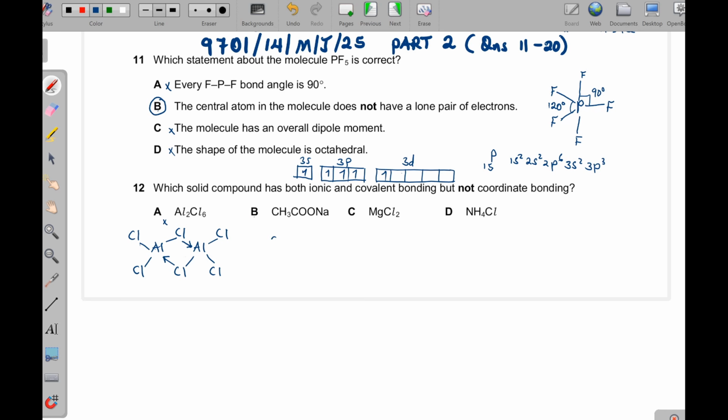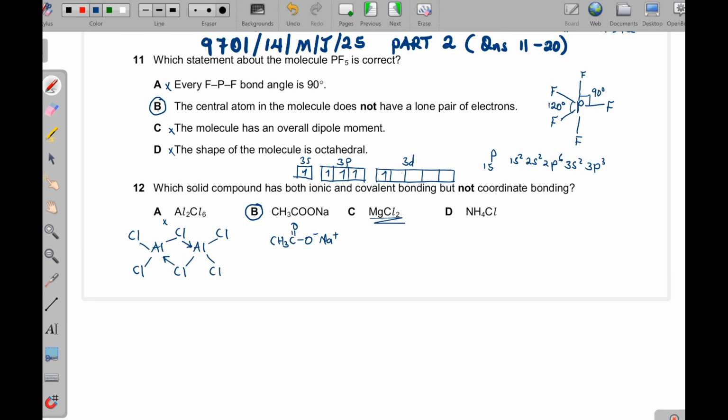When you look at this one, you have CH3COO minus, then Na plus. So this is ionic bonding. You see, we have the oppositely charged ions coming together. That is ionic bonding. But when you look at this ion, hydrogen and carbon are covalently bonded, then carbon and oxygen are also covalently bonded. So here there is ionic bonding, and also covalent bonding, and there is no coordinate bonding. That means our answer is B.